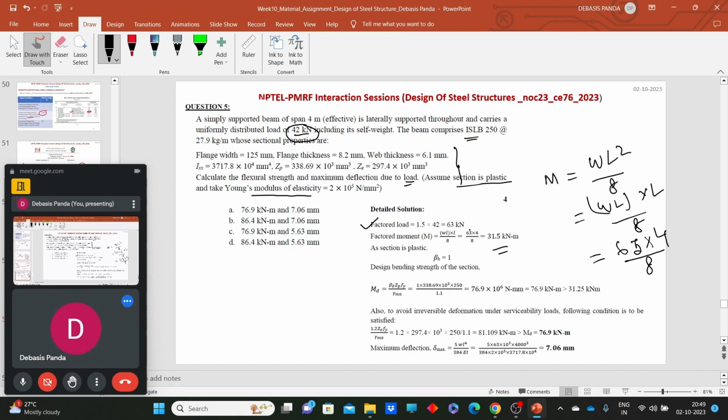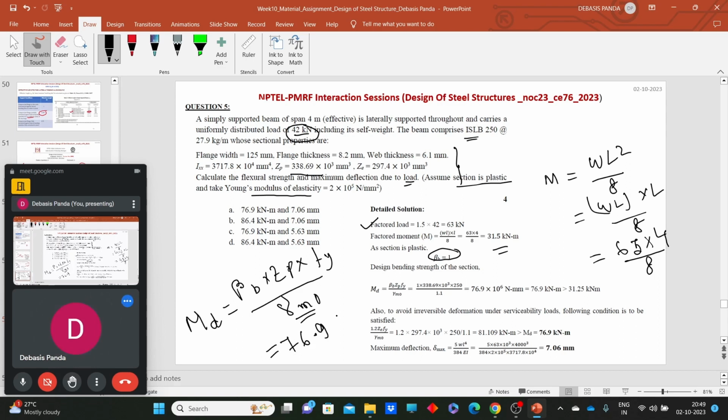Now, this section is a plastic section. That means the beta B value will be 1. So what will be the value of design bending strength Md? Md will be equal to beta B into Zp for this section multiplied by Fy by gamma M0. If we put the values, Zp value is provided here, Fy value 250 is given. What is the value of gamma M0? The gamma M0 value is 1.1.